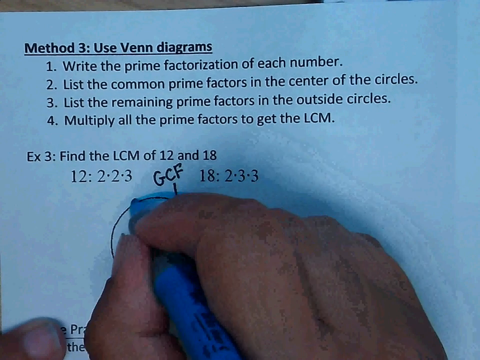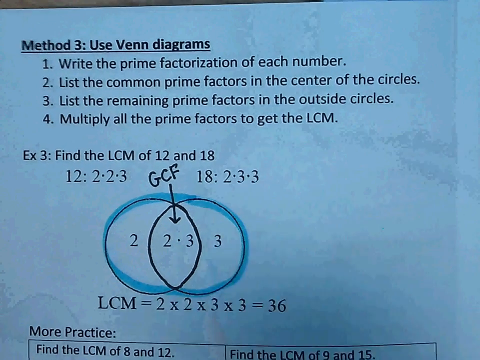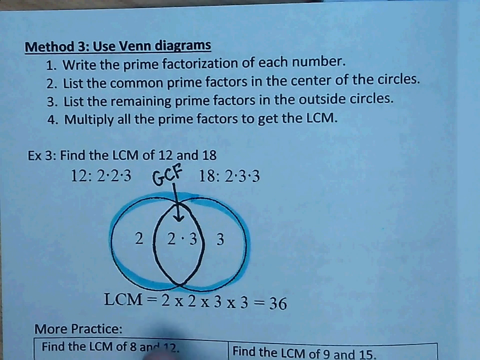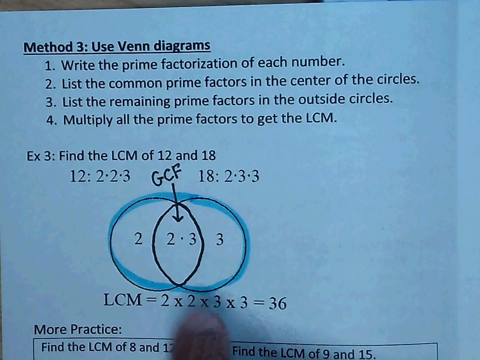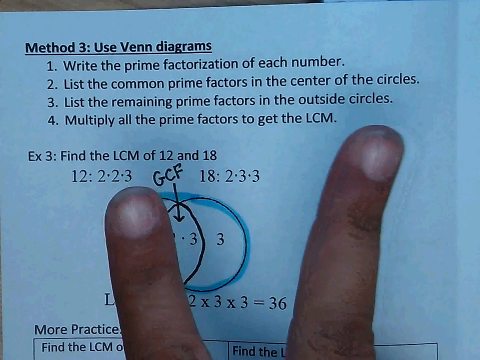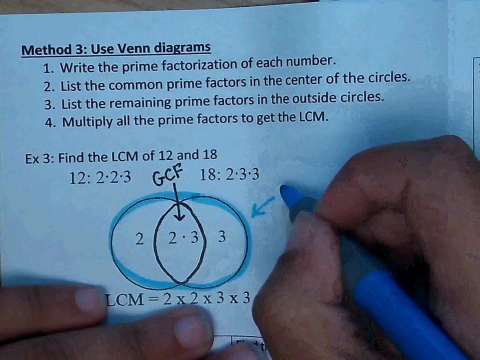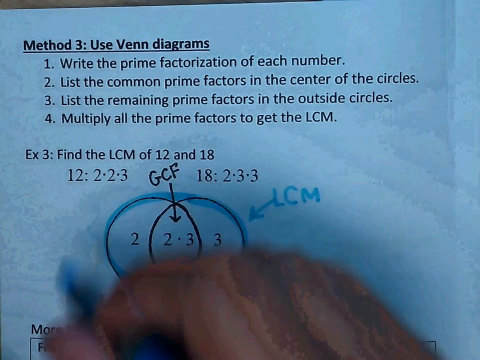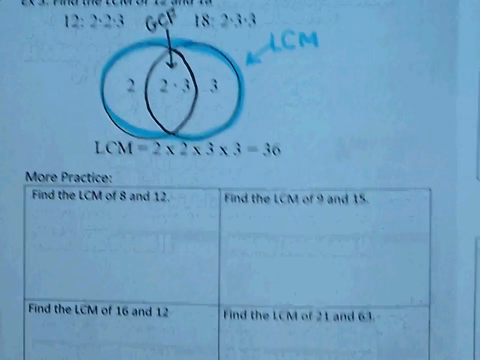And then to get LCM, this is what's cool. Just take your highlighter or pen or pencil or whatever, circle all of it. All of these numbers, if I multiply them, give me my LCM. So 2 times 2 times 3 times 3. So the Venn diagram actually does two things. It gives me my GCF in the middle, and it gives me my LCM when it's all of the numbers. So that's why I really like the Venn diagram, because it does two things at once.